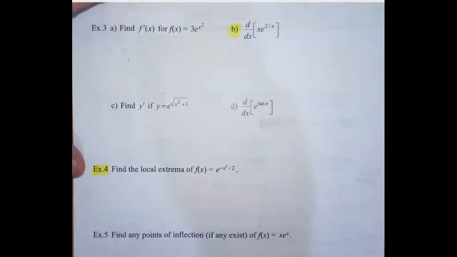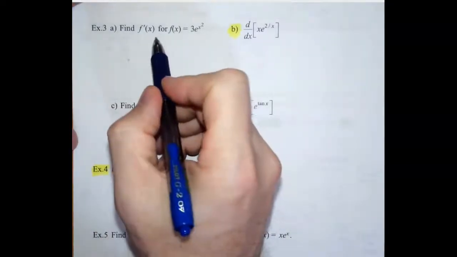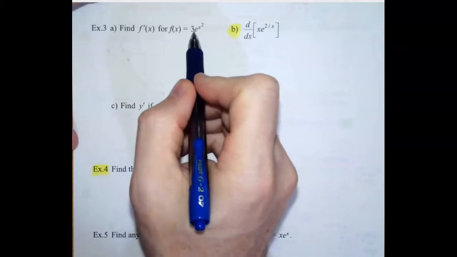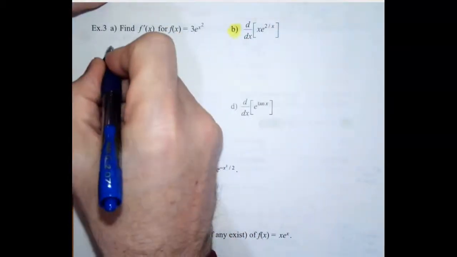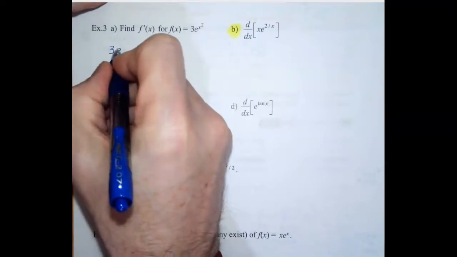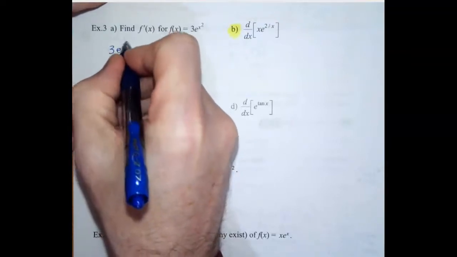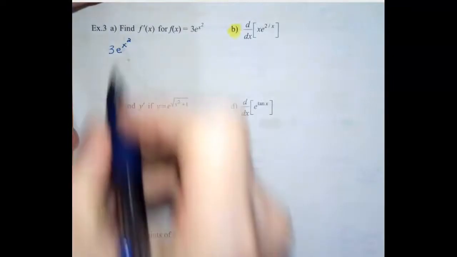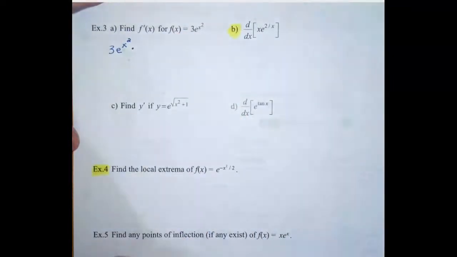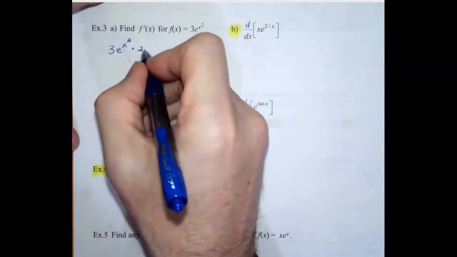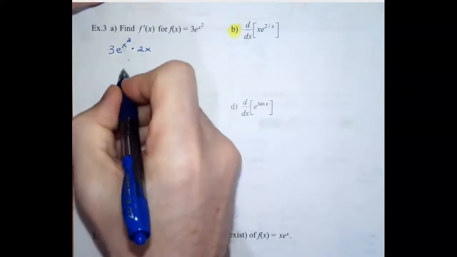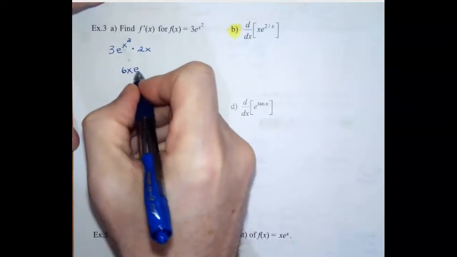So it would be nice if you could pause this and do these problems here. But so we're finding the derivative. The derivative of 3 is just a constant, so that's not really affecting it. So basically you start off by writing down the same thing, that's the e to the u part, and then you multiply by the derivative of the exponent. So that's just going to be 2x. And then we're just going to rearrange that a little bit.